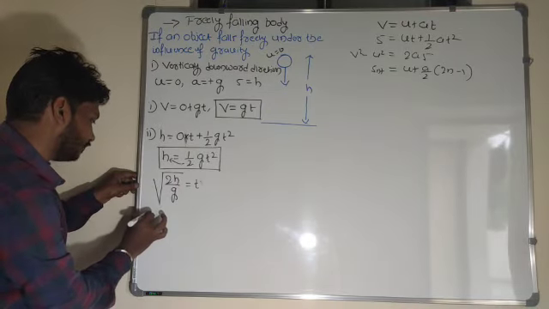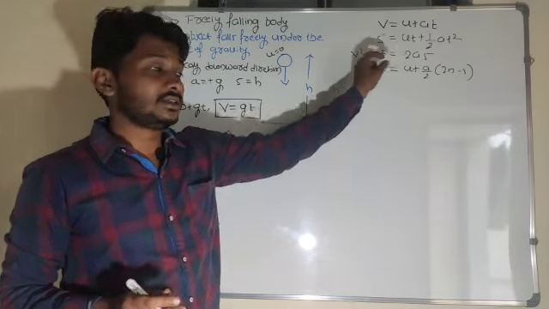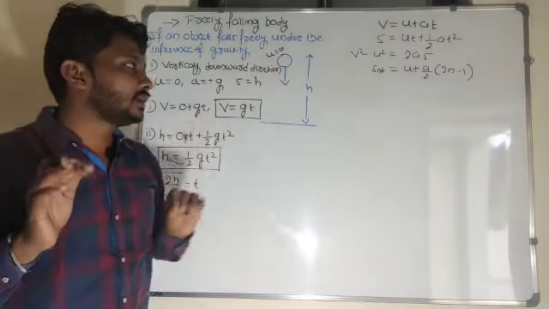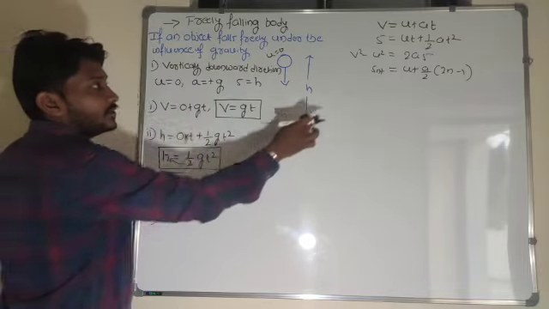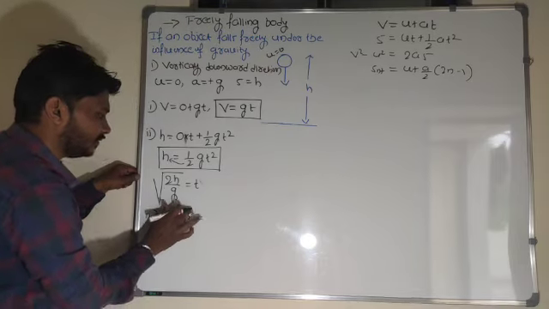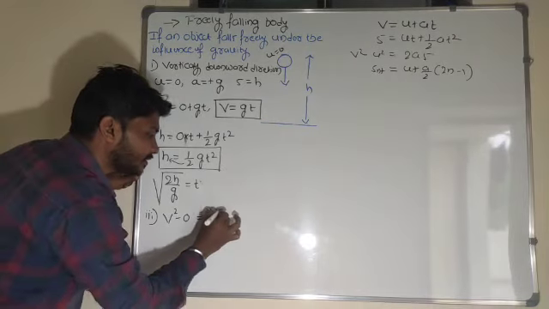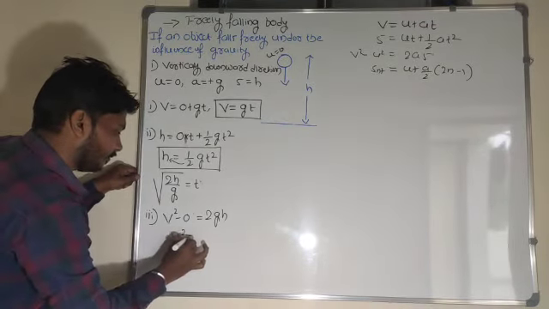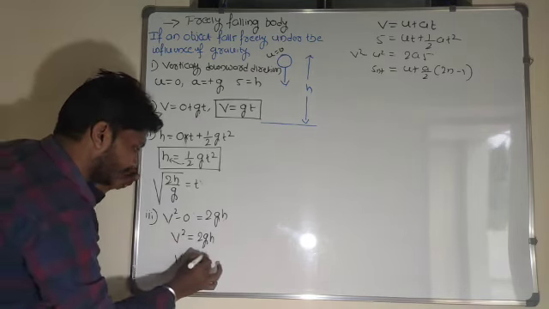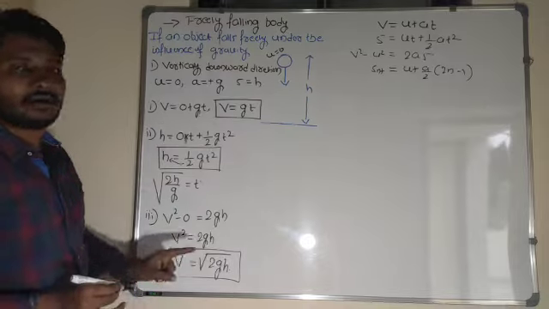So look at the third equation. v square minus u square is equal to 2as here. Initial velocity is again 0 here, so v square minus 0 square, it doesn't make any difference. 2 times a means that is g. s means h here. So v square is equal to 2gh, or shall I write this equation as v is equal to the square root of 2gh here.